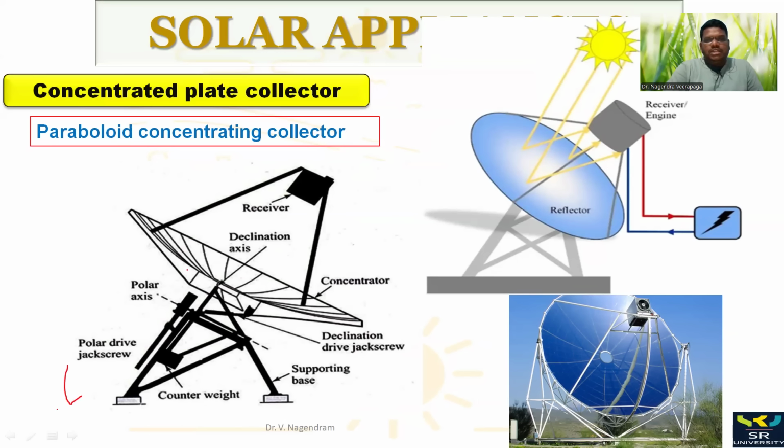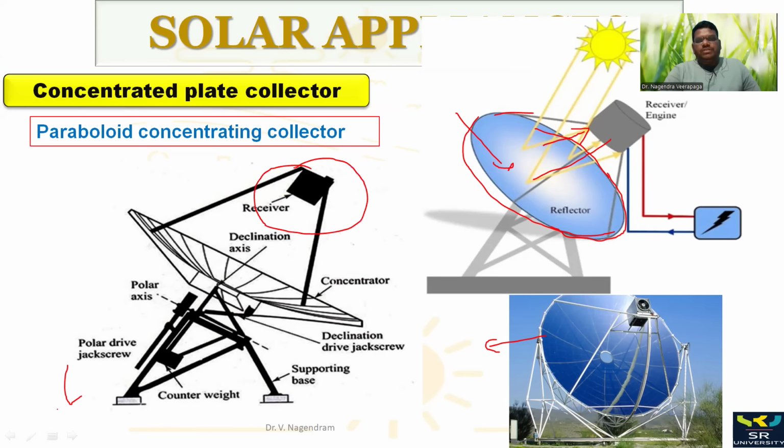Here you can see clearly, basically we have one reflector. It is a good receiver first; it will receive and then reflect. It looks like our TV antenna. You can see the parabolic shape. Whatever solar radiation is incident on it will be reflected towards the receiver. Here you can see the receiver.